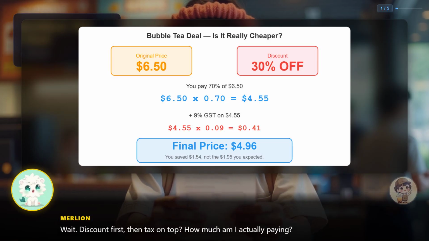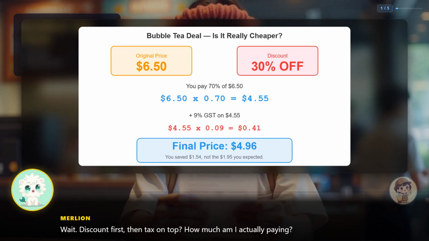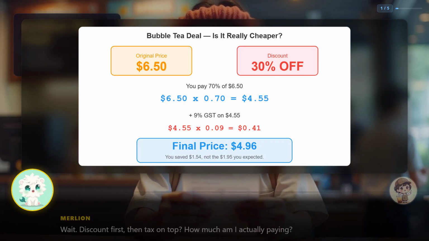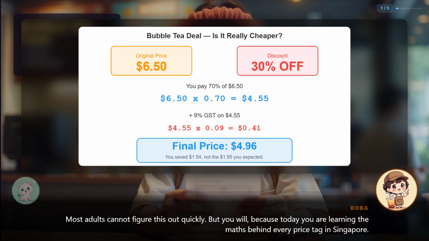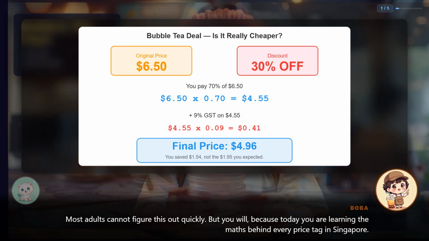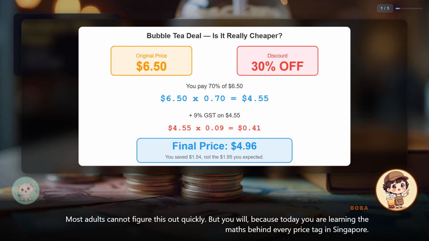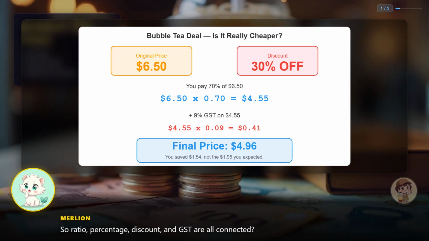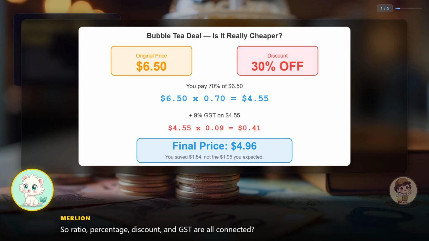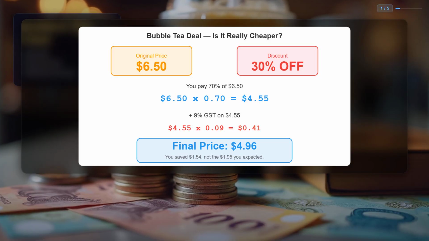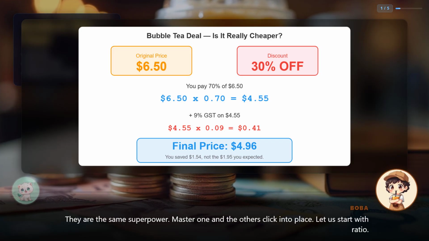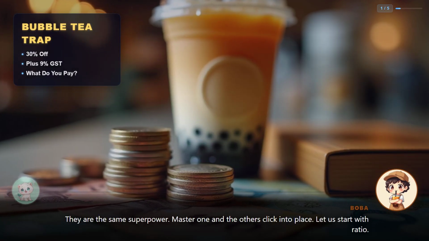Wait, discount first, then tax on top? How much am I actually paying? Most adults cannot figure this out quickly, but you will. Because today, you are learning the maths behind every price tag in Singapore. So ratio, percentage, discount, and GST are all connected? They are the same superpower. Master one and the others click into place.